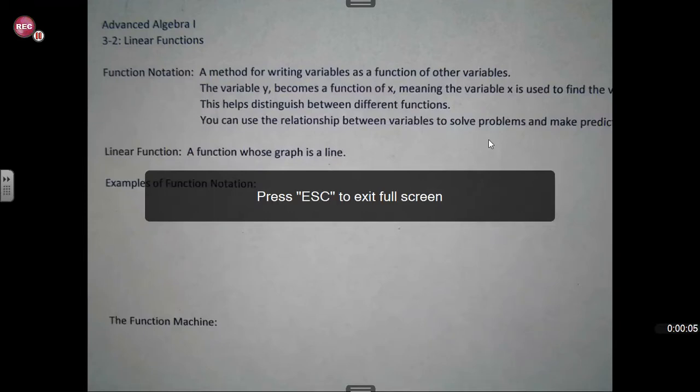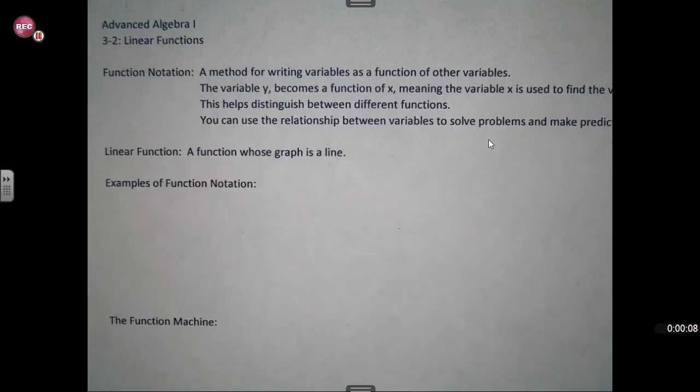This is a video for Advanced Algebra 1, Topic 3, Section 2, linear functions. Basically we're going to be looking at the same things that we did with linear functions in Topic 2, except we're going to change the notation to function notation.